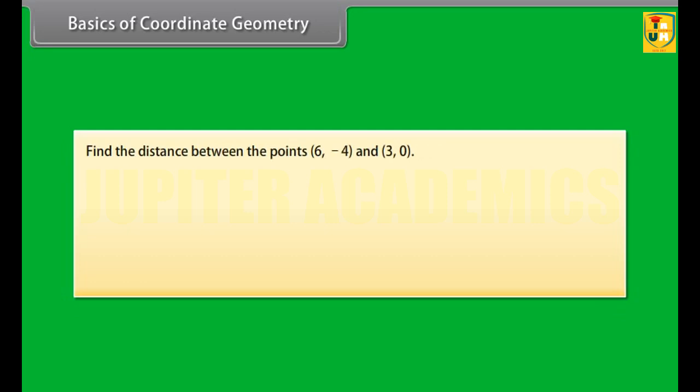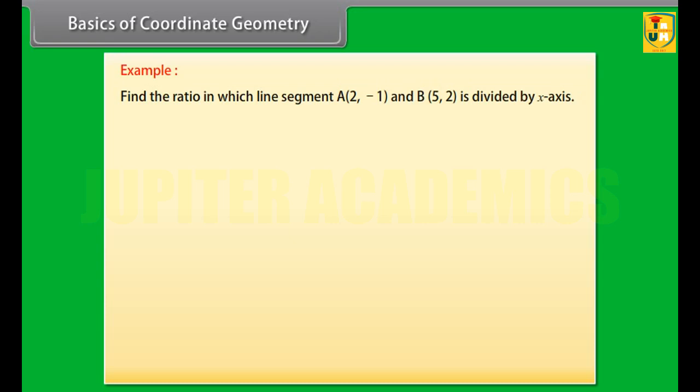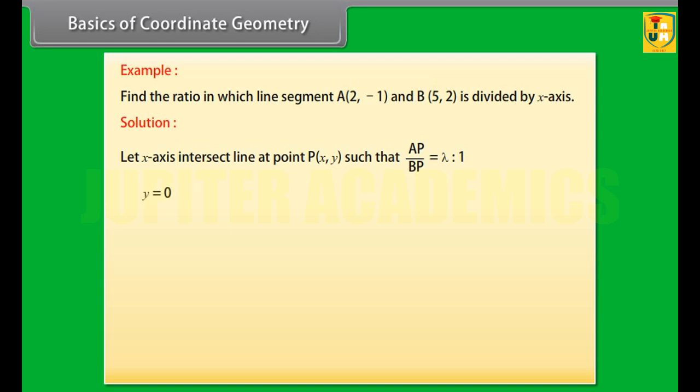Basics of coordinate geometry. Find the distance between the points (6, -4) and (3, 0). Solution. The distance between the points (6, -4) and (3, 0) is square root of. Example. Find the ratio in which line segment A(2, -1) and B(5, 2) is divided by x-axis. Solution. Let x-axis intersect line at point P(x, y), such that AP by BP is equal to lambda is to 1, y is equal to 0.